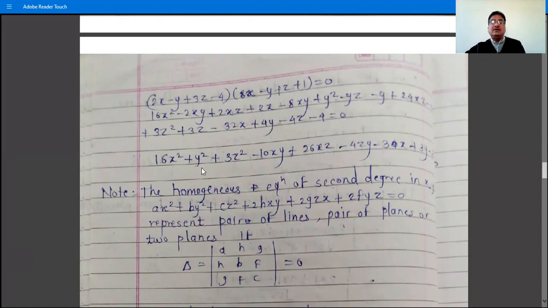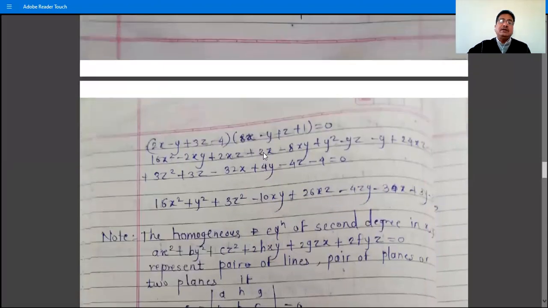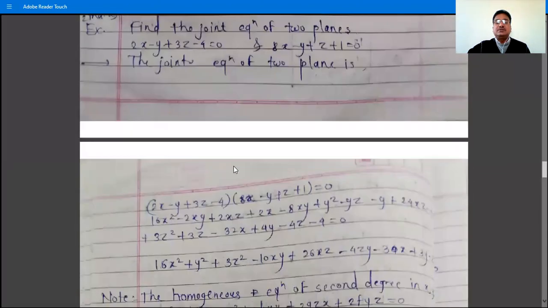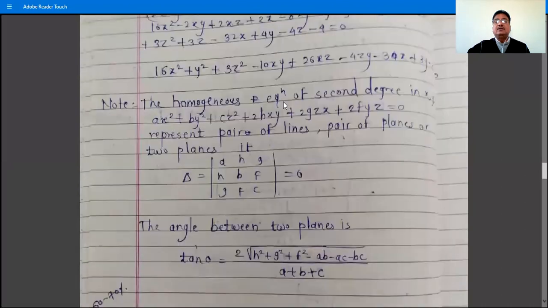If you observe this equation, it contains the x square term, y square term, z square term, all the product terms xy, xz, zy, the linear terms x, y, and the constant term, equal to 0. So this is the joint equation of the two planes. So the next example is a note: the homogeneous equation of second degree in x, y, z. What is the homogeneous equation of second degree in x, y, z? It is ax square plus by square plus cz square plus 2hxy plus 2gzx plus 2fyz equals 0.